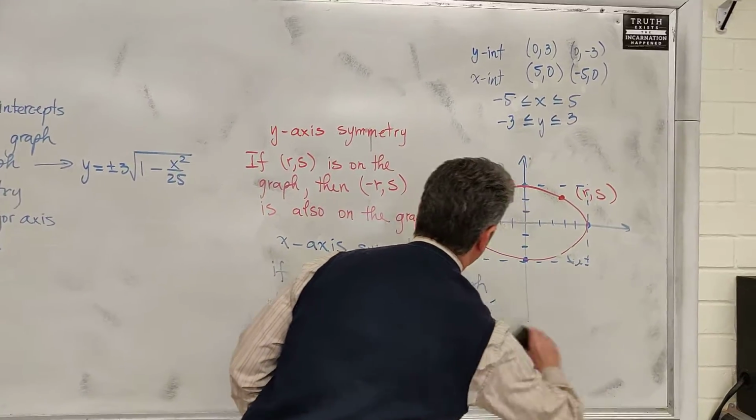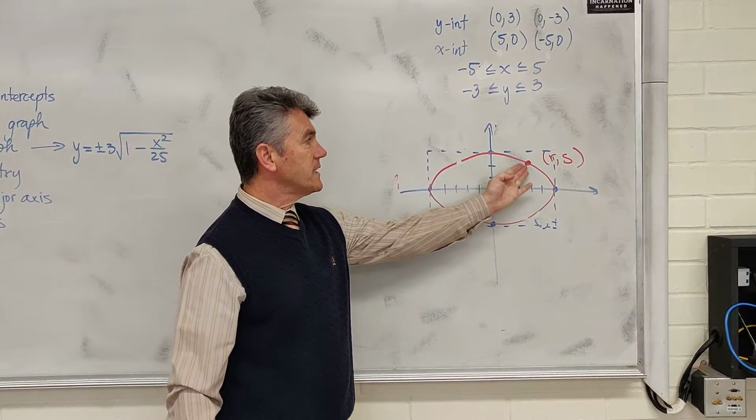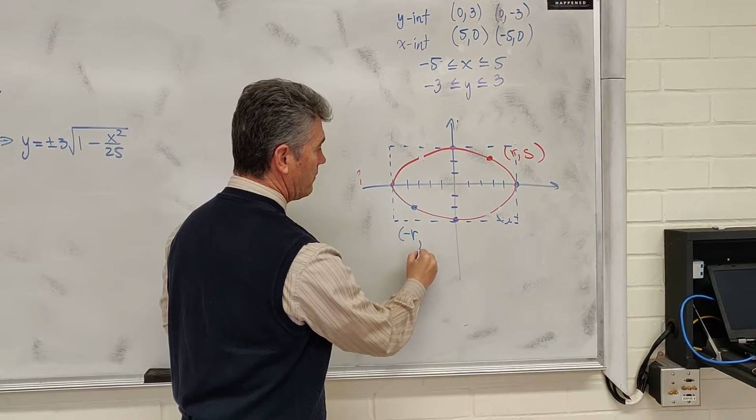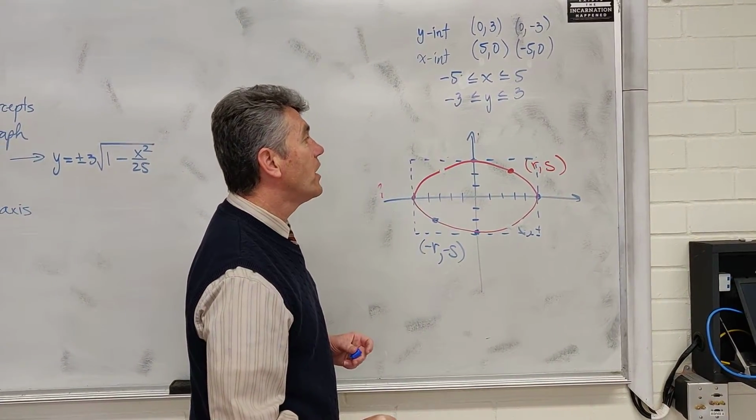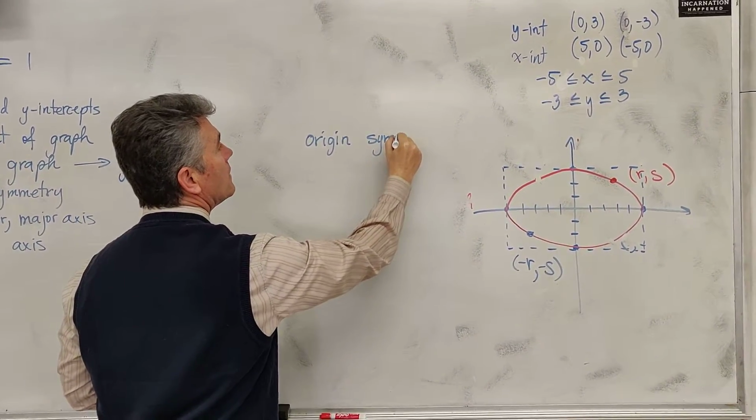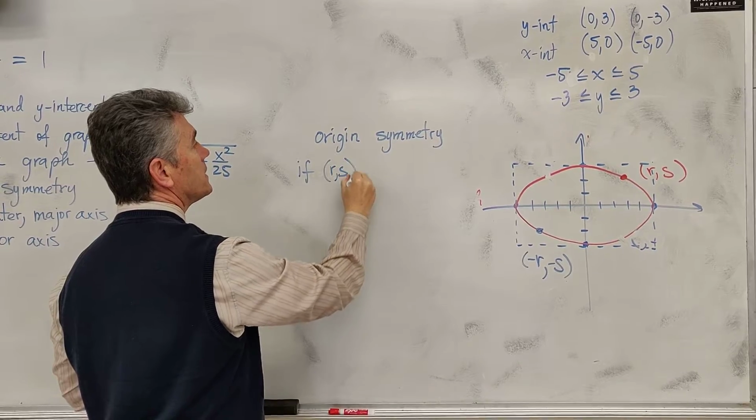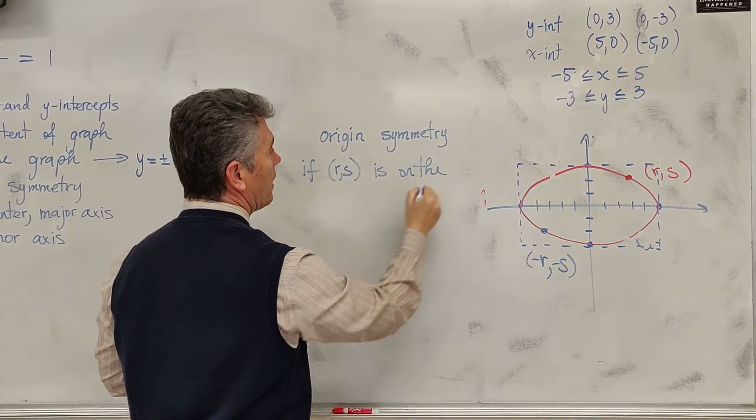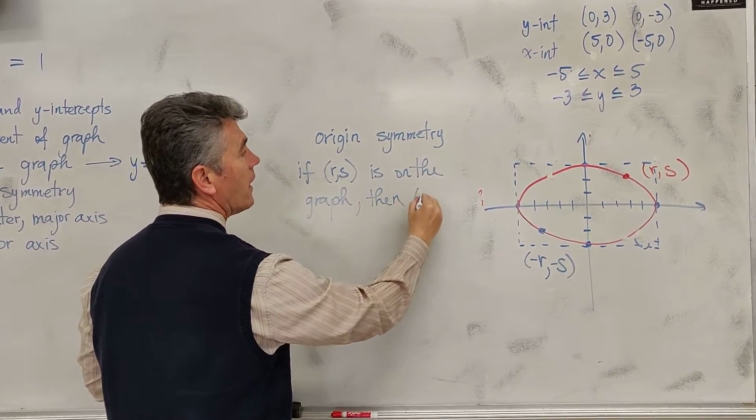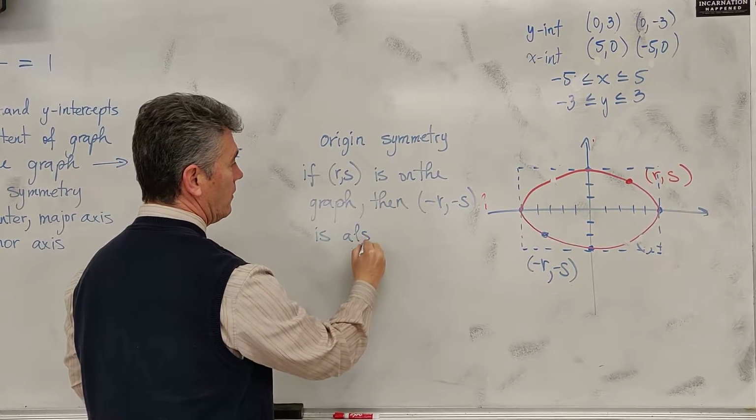In origin symmetry, if the point (R, S) is on the graph, then the point (negative R, negative S) is also on the graph. So let's write this down. Origin symmetry: if (R, S) is on the graph, then the point, the opposite of R, the opposite of S, is also on the graph.